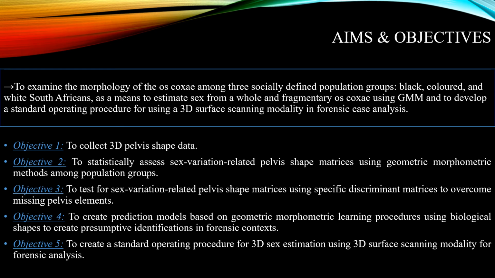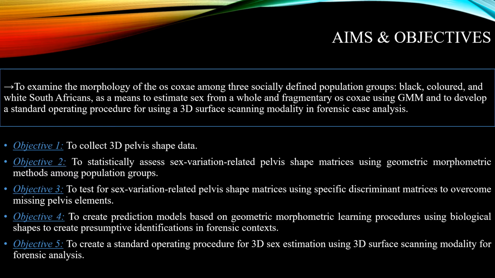To this end, the purpose of this project is to examine the morphology of the adult coxa among three socially defined population groups as a means to estimate sex using geometric morphometric methods and to develop standard operating procedures for using a 3D surface scanning modality in forensic anthropology case analysis.